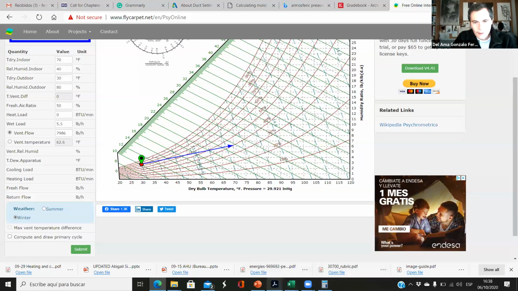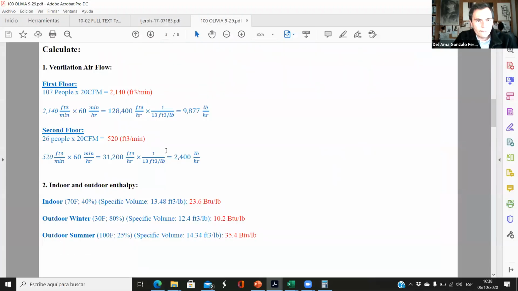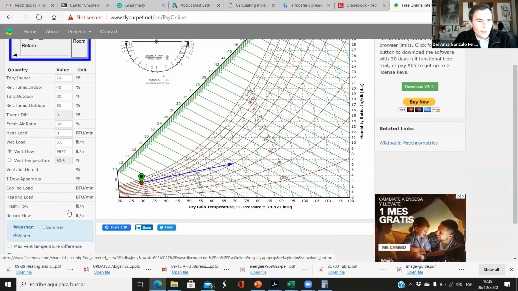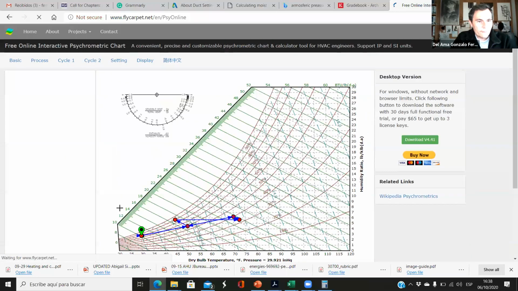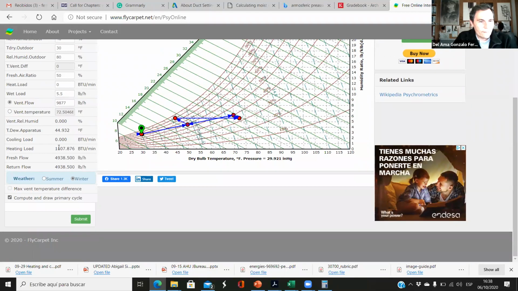So what was the ventilation flow? If we are working with the first floor, we have to type this ventilation flow, 9,877. Okay, now we have to compute and draw, and by doing this we submit. Okay, and here we have a heating load.